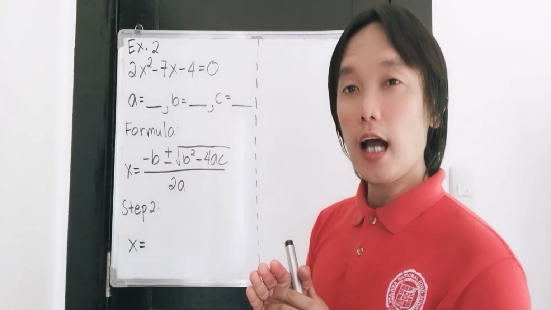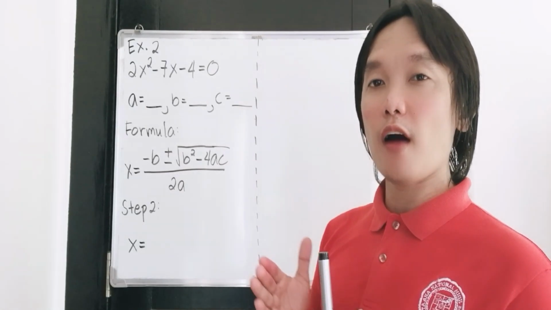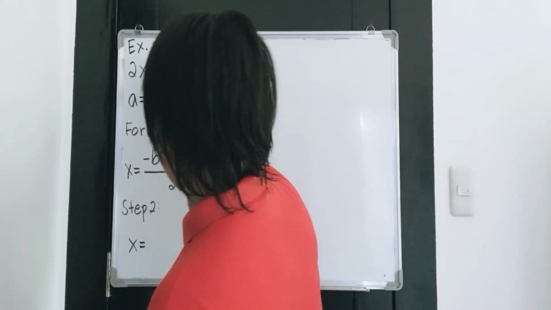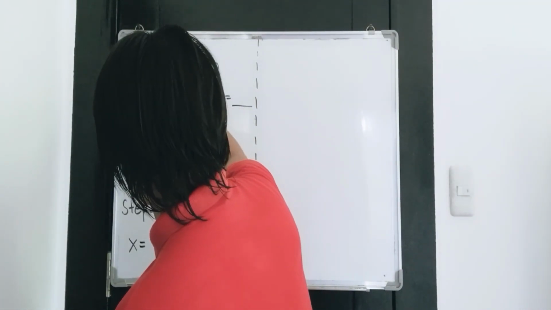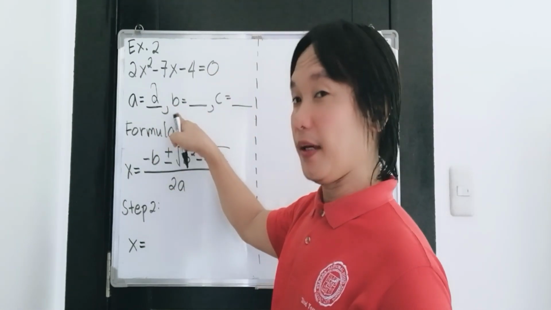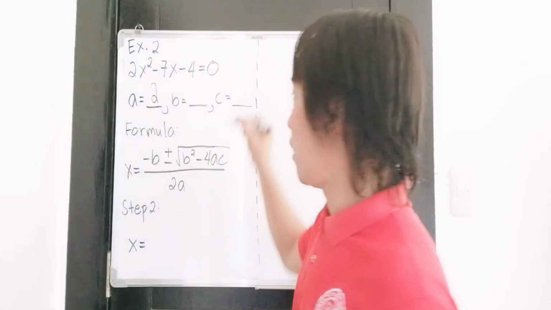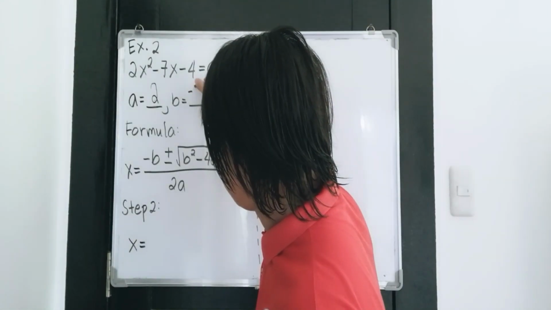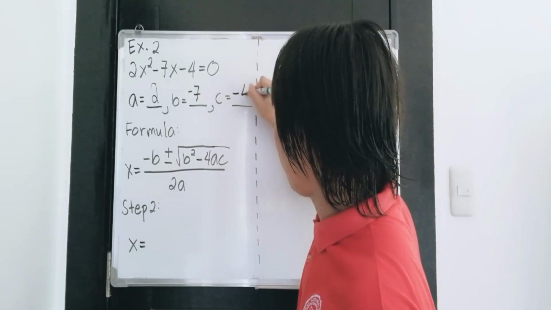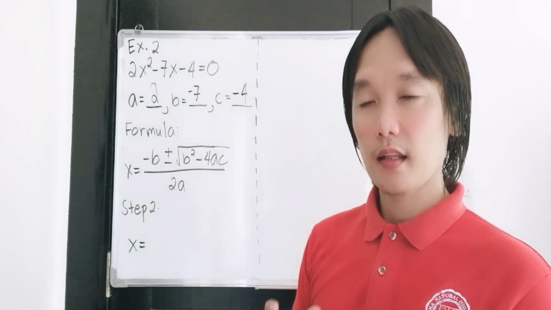So again, our step number 1 is to identify the values of our a, b, and c. So we are going to write here for our a, that is 2. And for our b, we always copy the sign before our number, and that is negative 7. And our c also will be negative 4.